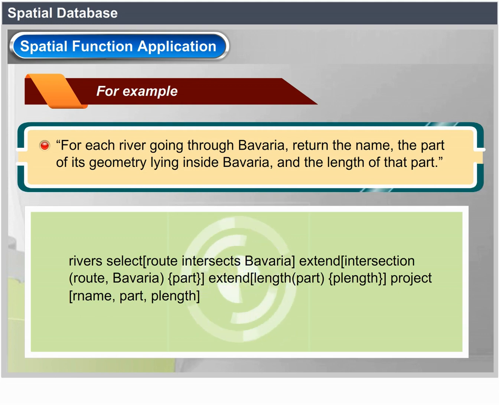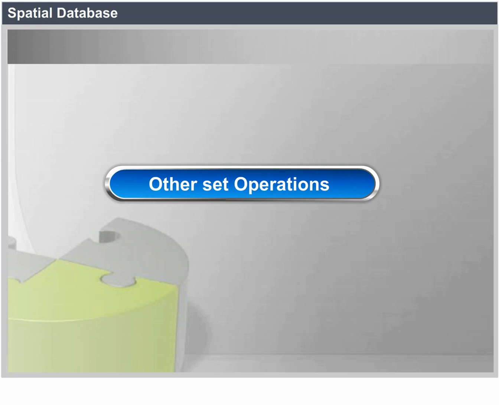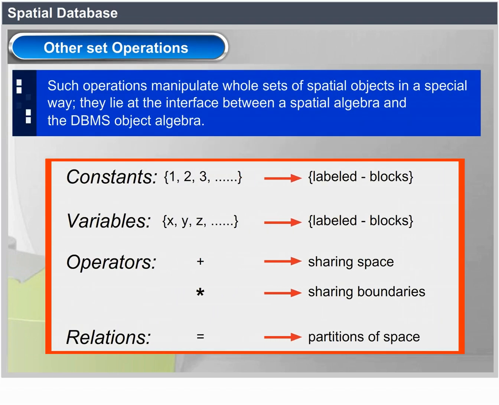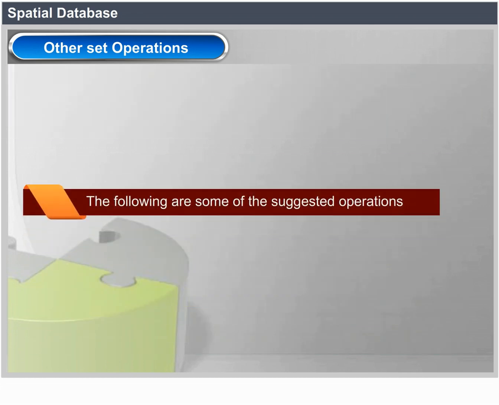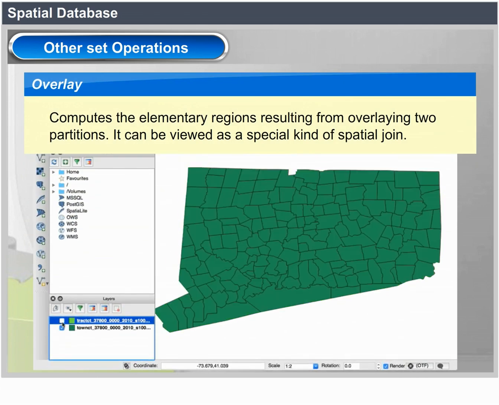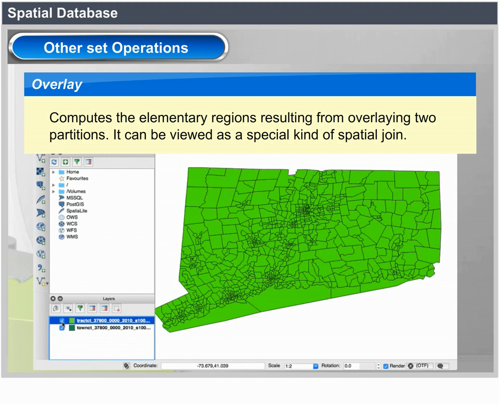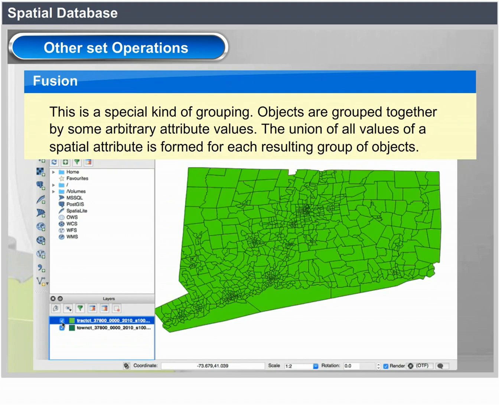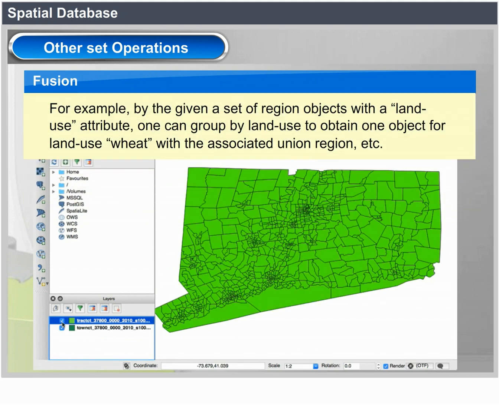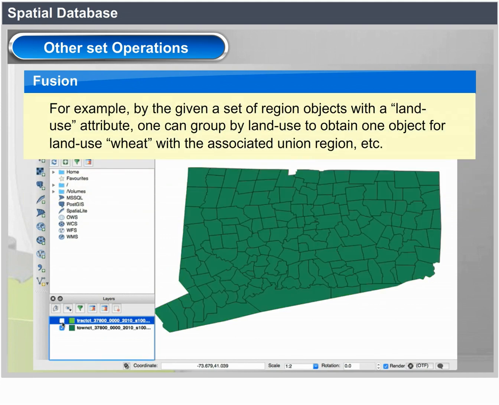Other set operations. Such operations manipulate whole sets of spatial objects in a special way. They lie at the interface between a spatial algebra and the DBMS object algebra. Some suggested operations are the following. Overlay computes the elementary regions resulting from overlaying two partitions. It can be viewed as a special kind of spatial join. Fusion. This is a special kind of grouping. Objects are grouped by some arbitrary attribute values. For each resulting group of objects, the union of all values of a spatial attribute is formed. For example, given a set of region objects with a land use attribute, one can group by land use to obtain one object for land use wheat with the associated union region, etc.